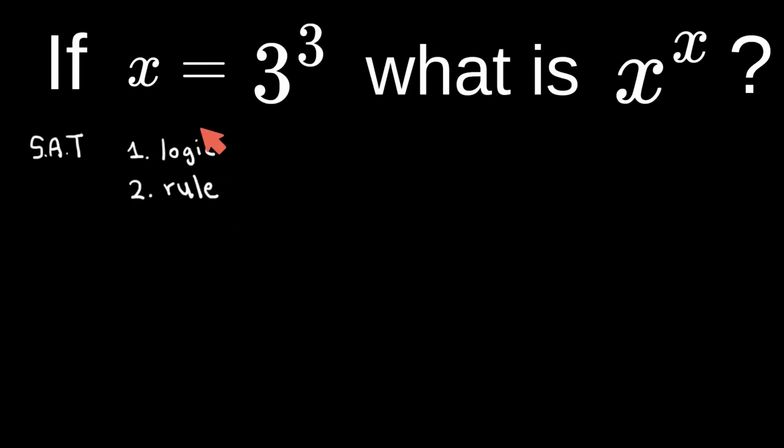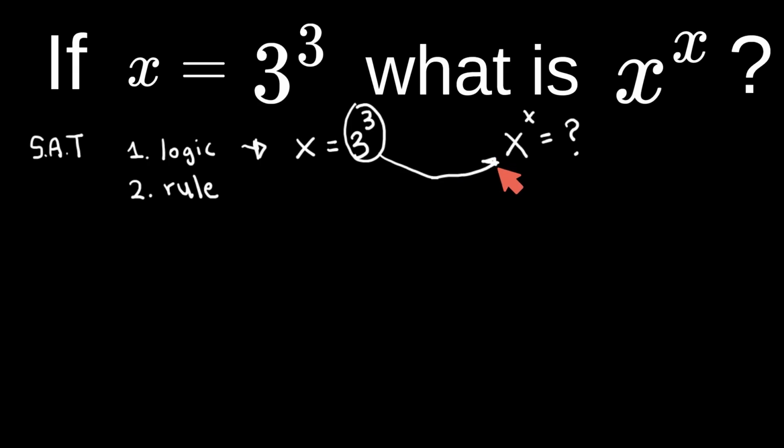It says x equals 3 cubed. So it's telling you by logic that x is equal to 3 cubed. So what is x to the x power? Well guys, let's use some logic, because I know it's very hard to understand, but with a little logic you'll be surprised. It's telling you what x is. So it means that this x is 3 cubed, and this x also is 3 cubed.